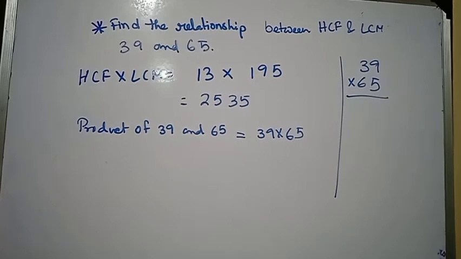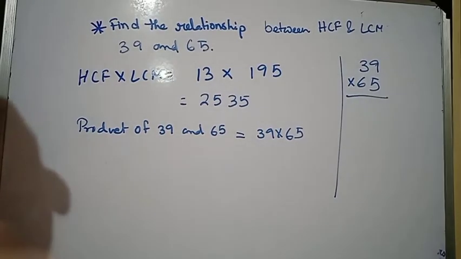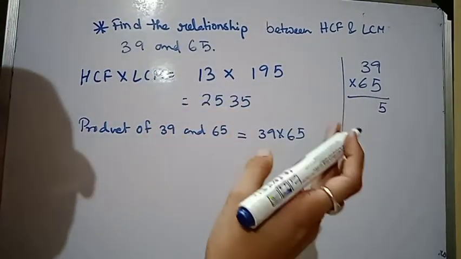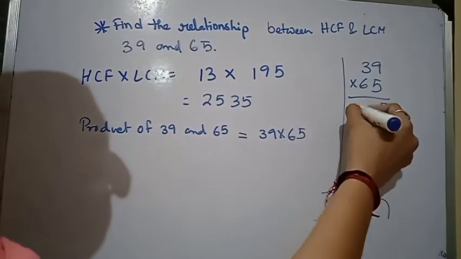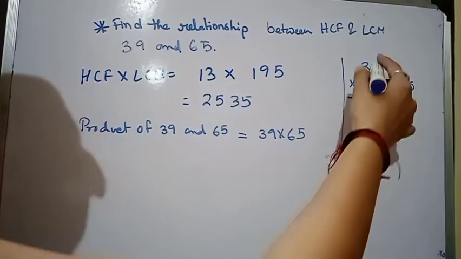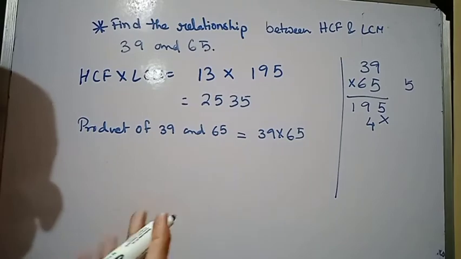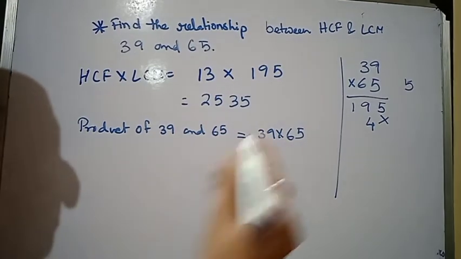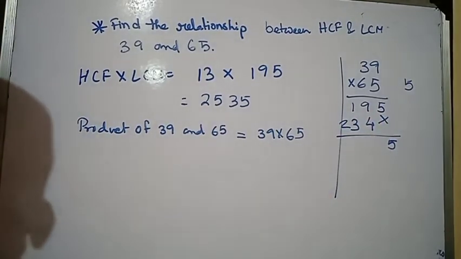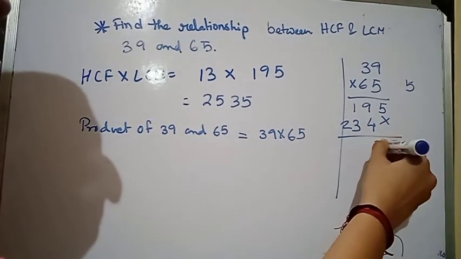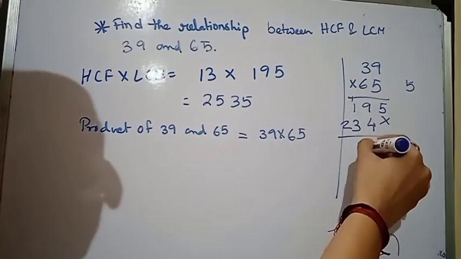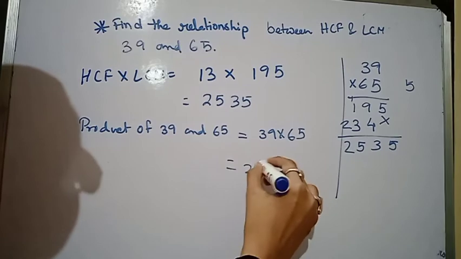Please do this multiplication in your rough. So 5 9s are 45, 4 in our hand, 15 plus 4, that is 19. 54, 4 in and 5 in our hand, 18 plus 5, 23, 9 plus 4, 13, 1 in our hand, 3 plus 1 plus 1, that is 5, and this is 2, that is 2535.